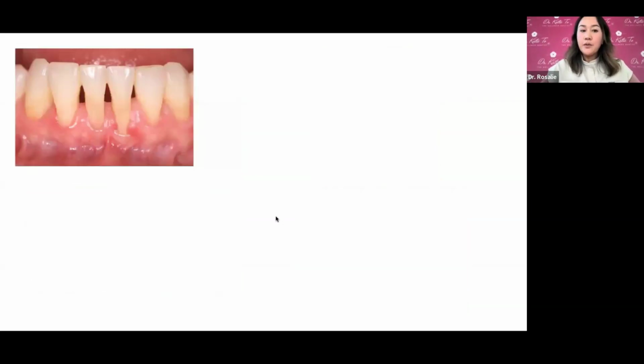This is another example. This is a patient of mine. She came in and she has the black triangles. Now I'm going to be honest and transparent with you. There's no way that we can fill the gap of a black triangle. We can't grow bone or gum tissue into air. Once you see this, the only way that you can really fix it is maybe with a veneer or some bonding.